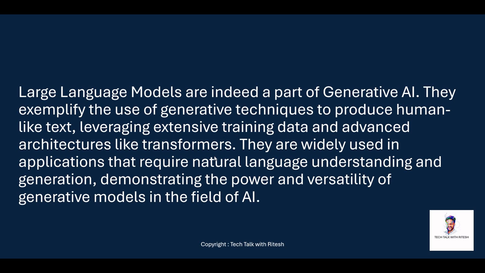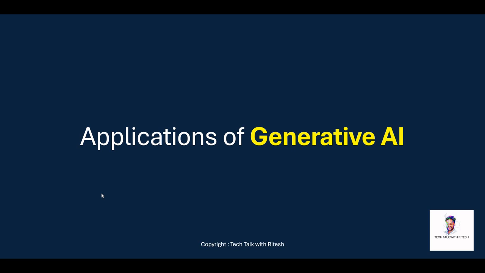Okay, let's see the summary of LLM. Large language models are indeed a part of generative AI. They exemplify the use of generative techniques to produce human-like text, leveraging extensive training data and advanced architectures like transformers. They are widely used in applications that require natural language understanding and generation, demonstrating the power and versatility of generative models in the field of AI. So far, what we have learned is what the models in Gen AI are, the popular models, what the training is, how they are being trained, how they are being used, in which applications they can be used, etc.